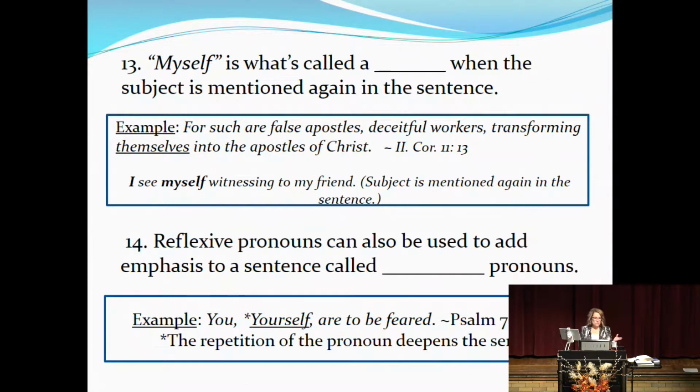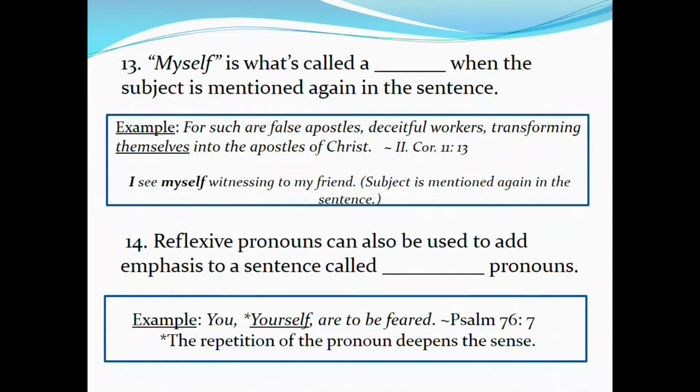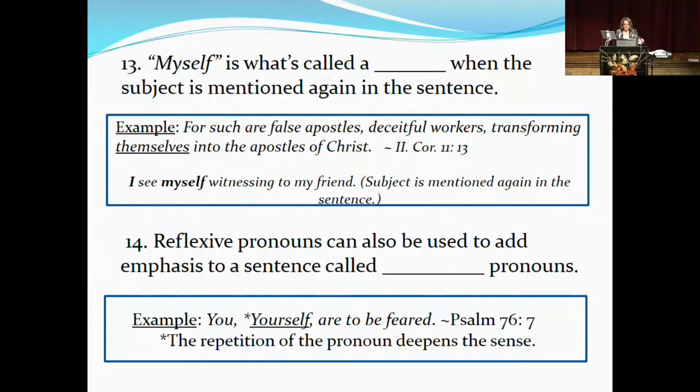What about, for instance, myself? It's what's called a what kind of pronoun when the subject is mentioned again in the sentence? Okay, reflexive in this case. Reflexive, and reflex means it comes back. So if you say, for instance, I see myself in the mirror, there you have yourself a reflexive pronoun. So just think about looking in the mirror and seeing your reflection, and that's a good example of a reflexive pronoun. Others are himself, herself, yourself, itself, ourselves, and themselves.